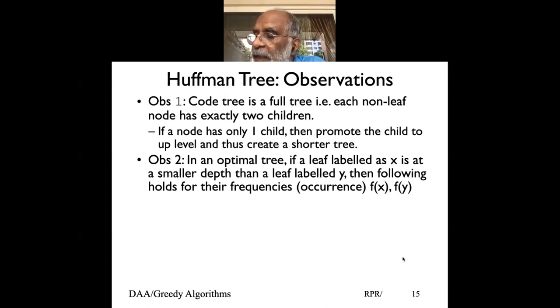each code tree is a full tree, that means each node has 2 children. Second, if a leaf labeled X is at a smaller depth than a leaf labeled Y, then the frequency of fx is going to be greater than or equal to the frequency of fy. Sorry, this should be fy. Let me correct it.